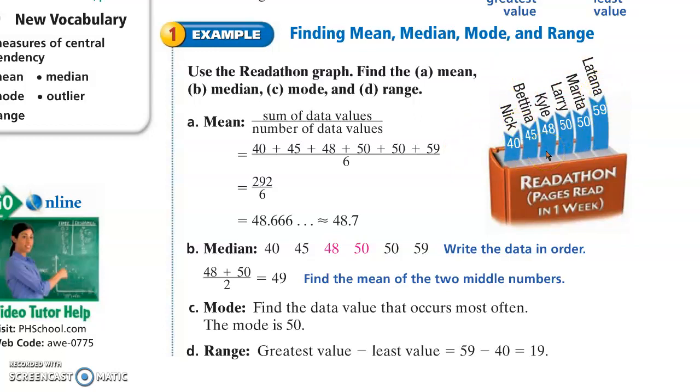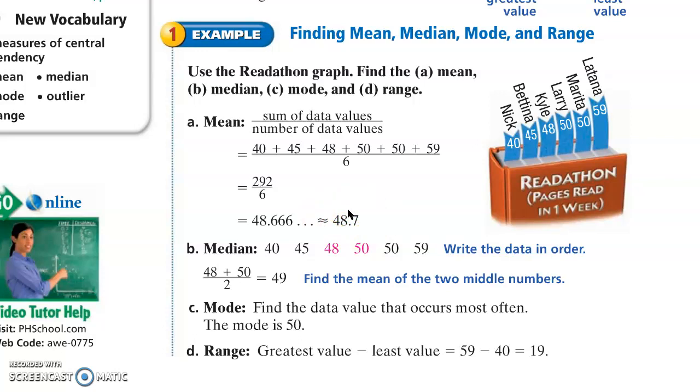And in order to find the mean, you're just going to add them all together. 40 plus 45 plus 48 plus 50 plus 50 plus 59 is going to be 292. And then you divide it by how many different people there are in this group. There are 6 people in the group. So the mean is the total number of pages divided by the number of people, and they get about 48.7 pages on average. Okay?